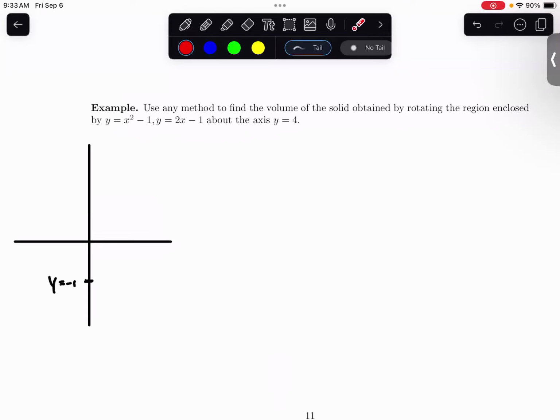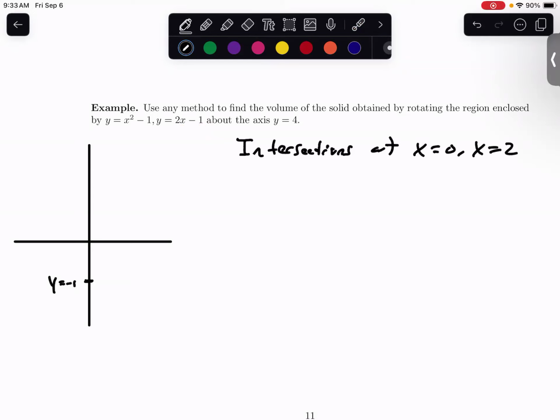And then we have another graph, 2x minus 1. So this is a line with slope 2 that starts at -1 as well. And so it turns out that these 2 graphs are going to intersect one another at x is equal to 0 and x is equal to 2. This is something you can find out on your own pretty quickly, just by setting these two functions equal to one another, solving for x like we've done in previous examples.